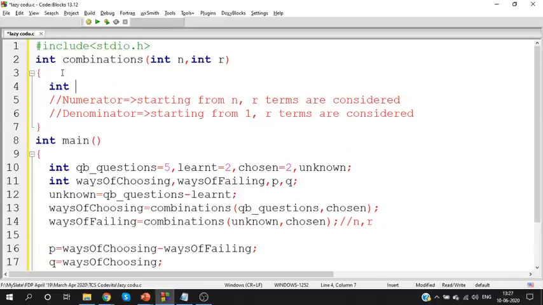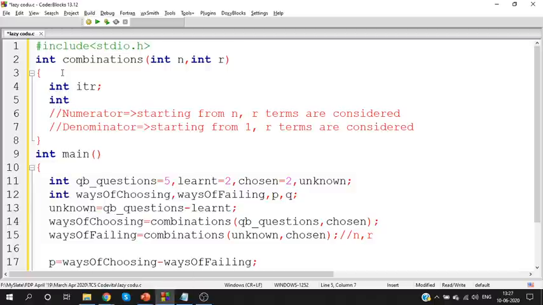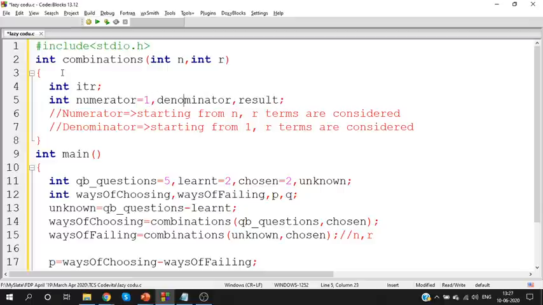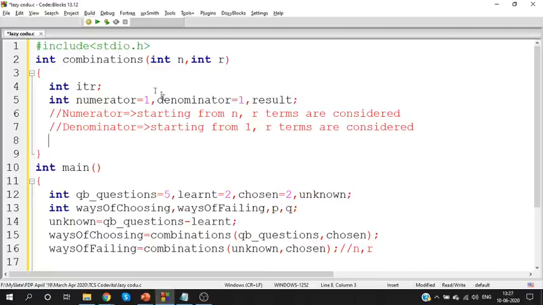I'll have an iteration variable and a variable to store the numerator, to store the denominator, and to store the final result. We are going to multiply all the values parallelly, right? If we have to multiply all the values, initial setup should be 1. Numerator is initialized as 1, denominator is initialized as 1. Numerator as well as denominator both will consider how many terms? R terms. So the iteration should run R times. Less than or equal to R, ITR plus plus.